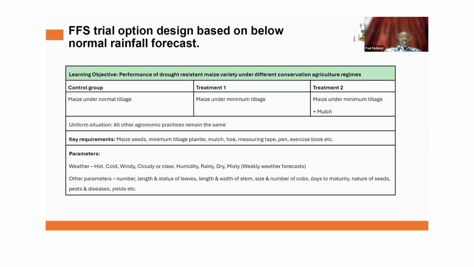Now, this is just to show what a trial option looks like based on the FFS way. And here I'm just giving an example, the learning objective, performance of drought resistant maize variety and the different conservation agriculture regimes based on the climate forecast. So you can see here a control group on maize and a normal tillage. Then there is treatment 1, maize and a minimum tillage, treatment 2, maize and a minimum tillage, and maize and a minimum tillage and mulch. And then the uniform situation, the requirements, and the parameters that we are going to look at.